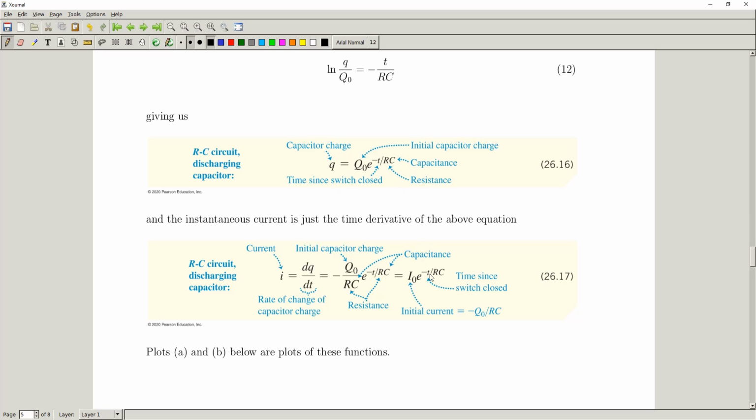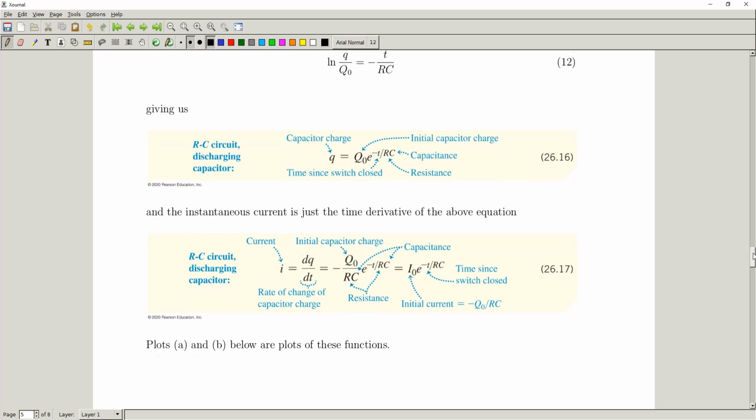This one is not too bad. This is what we end up with over here. This is our initial current. This is our initial charge on the capacitor plates, and we end up with these terms here. This RC term can also be written as tau, and we'll sort of do that in the examples that we take a look at in a moment.